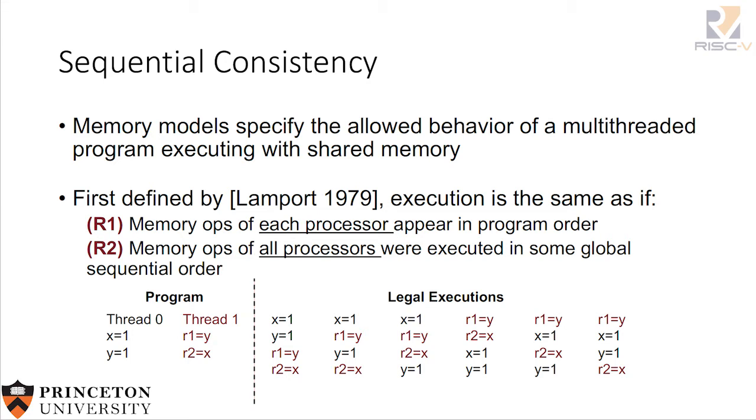The first is that the memory operations of each thread appear in the order they're written in the program. Hopefully you can tell the difference in color: the black instructions are executed in order in each of the threads, and so are the red instructions. The second requirement, often referred to as store atomicity, is that all threads have to agree upon a single total order in which they're seeing accesses.